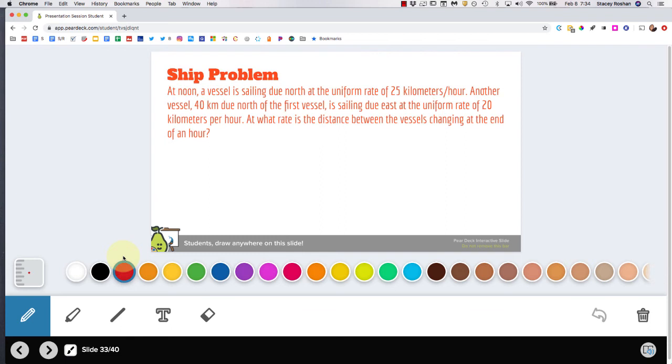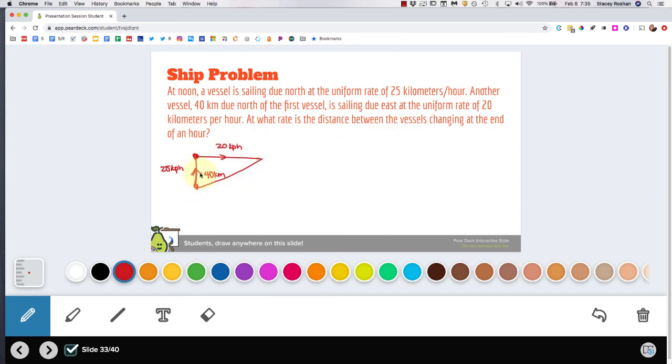All right, let's do a quick ship problem. We're just going to do 2 related rates problems. You'll have one of them on the exam. At noon, a vessel is sailing due north at a uniform rate. So we have going north at 25 kilometers per hour. Another vessel 40 kilometers due north of the first, so they're initially 40 kilometers apart, is sailing due east at 20 kilometers per hour. At what rate is the distance between them changing?